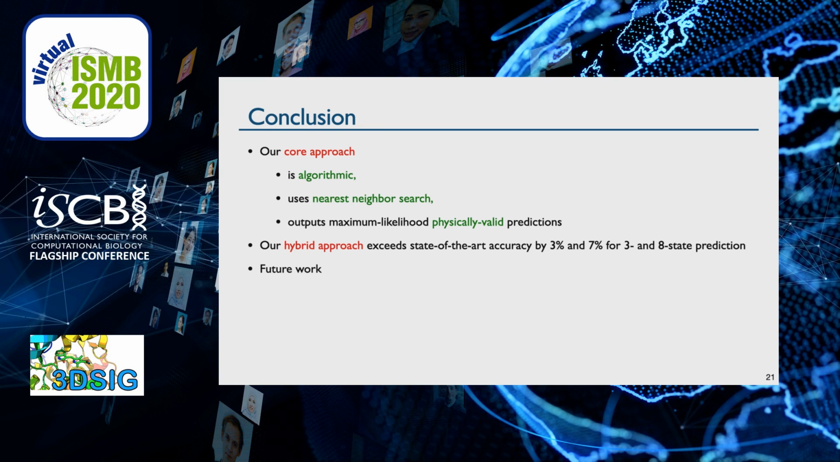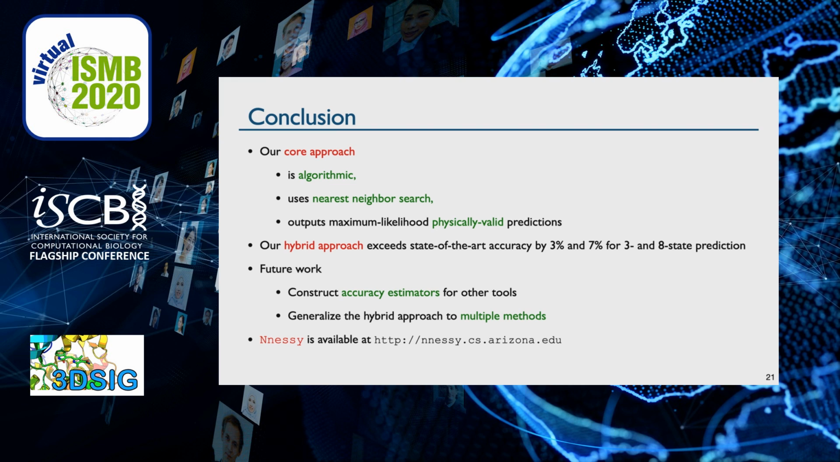This opens up several lines of investigation for future work, such as constructing accuracy estimators for other tools besides NESI, and generalizing the hybrid approach to accommodate multiple methods beyond the current version, which hybridizes just 2 methods. Our new tool NESI, which implements our core approach, is available at nesi.cs.arizona.edu.